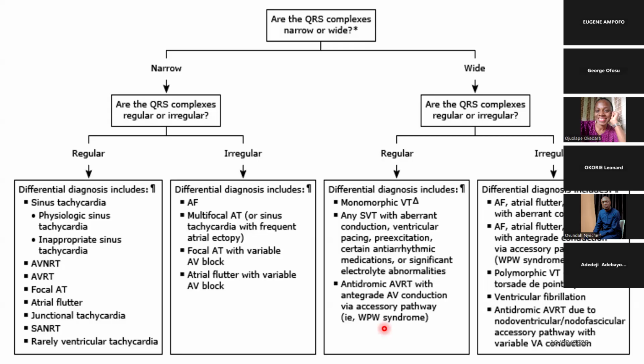It may also be a polymorphic VT, including torsades de pointes, maybe a ventricular fibrillation or antidromic AVRT due to a nodoventricular or nodofascicular accessory pathway.